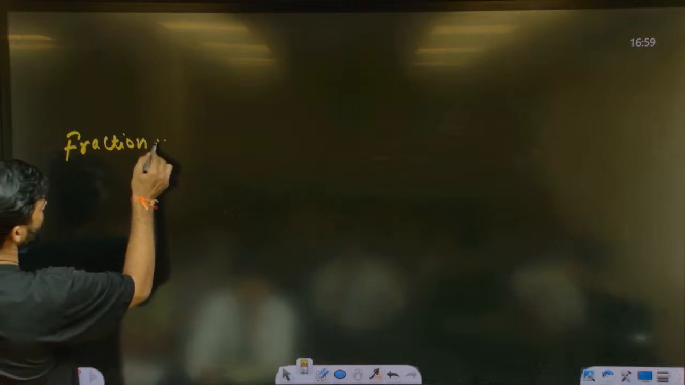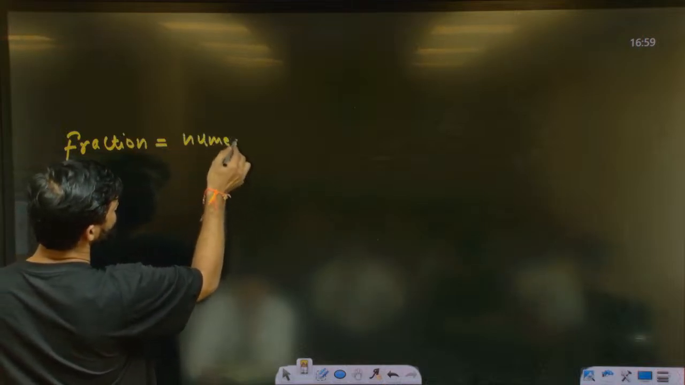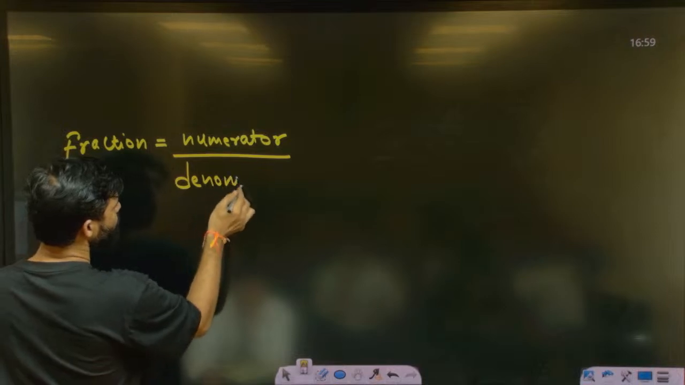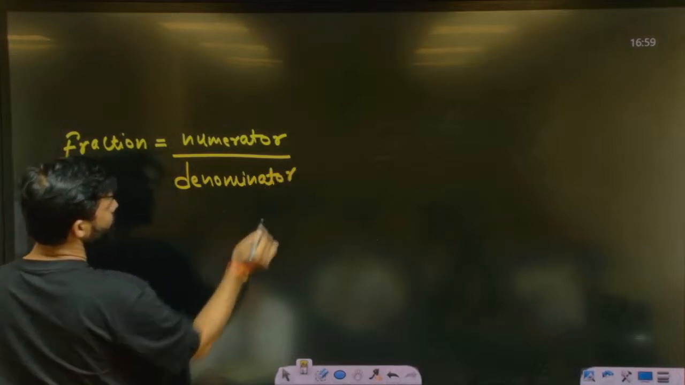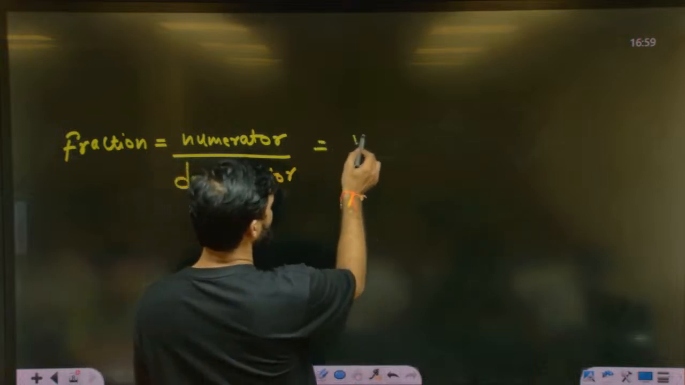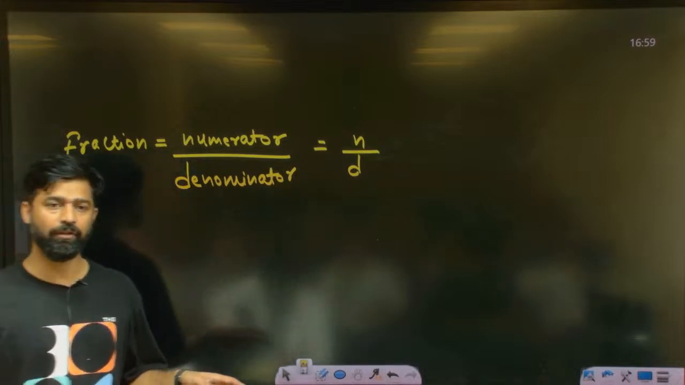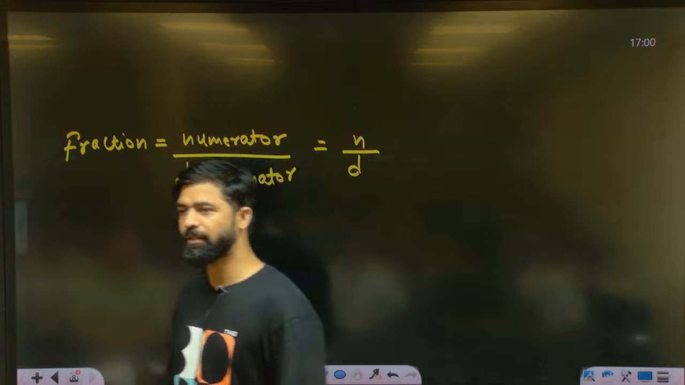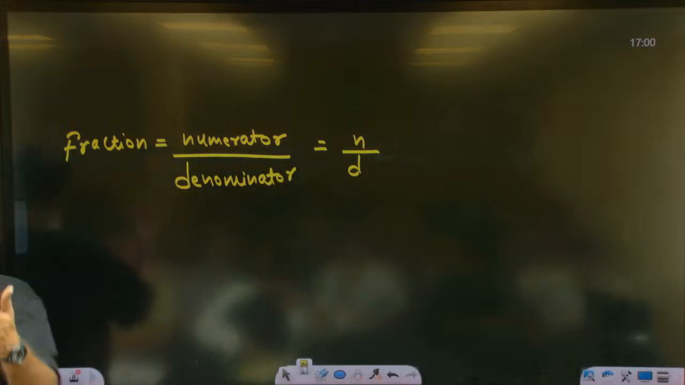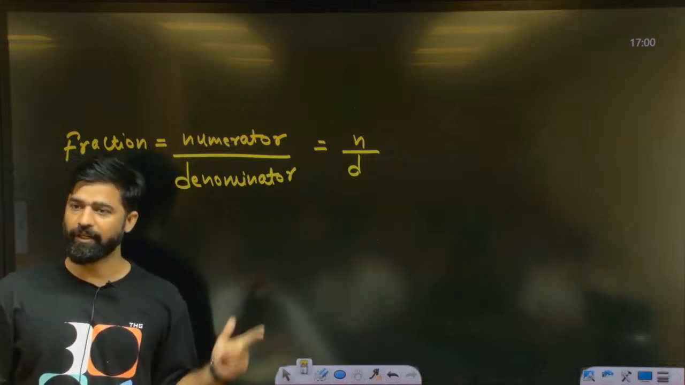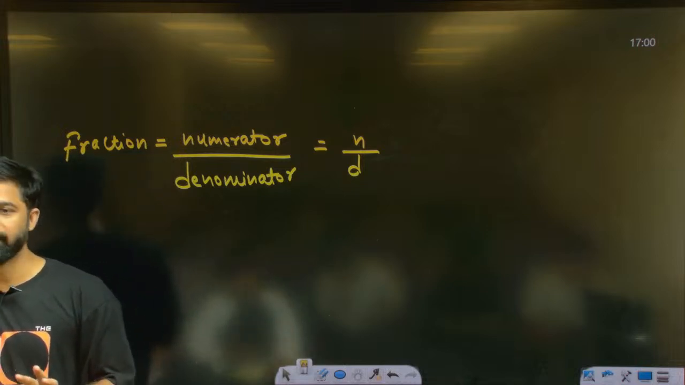So first of all, what is a fraction? A fraction is as simple as that: numerator upon denominator. Or in simple words, I can write it as n by d, n for numerator and d for denominator. If you want to take p by q, that is also okay. But in the questions, we are increasing or decreasing the numerator and denominator, so it is very helpful to have variables like n and d for the same terms. Any problem in this? Okay.